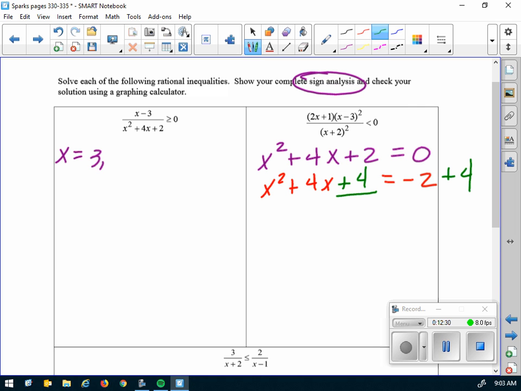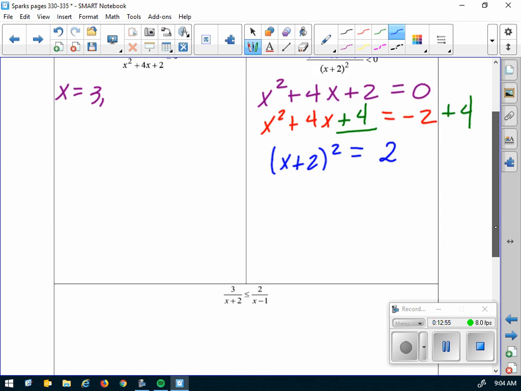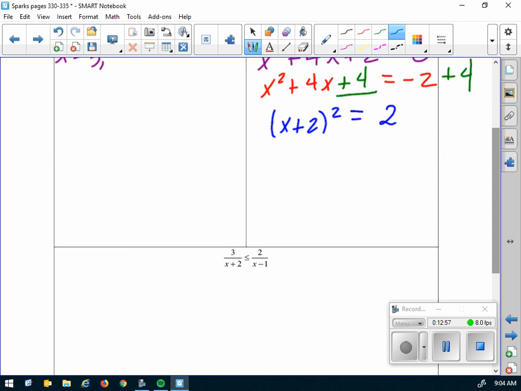X squared plus 4x plus 4. If I have put the right number in there, this will factor into something times itself. How will x squared plus 4x plus 4 factor? Perfect. X plus 2 quantity squared. If you just say x plus 2 squared, what's being squared? Just the 2. Solve it.